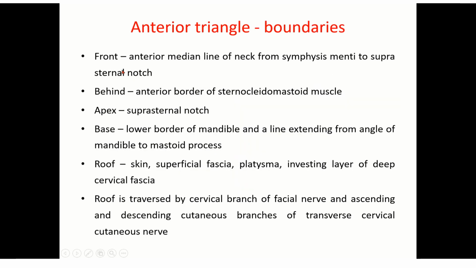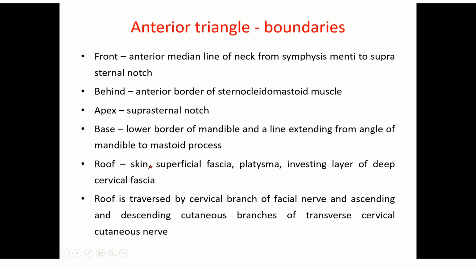As you see here, the anterior triangle is bounded in front by the anterior midline of the neck from symphysis menti to the suprasternal notch. Behind, it is bounded by the anterior border of the sternocleidomastoid muscle. Apex is below and is at the suprasternal notch. Base is formed by the lower border of the mandible and a line extending from the angle of the mandible to the mastoid process.